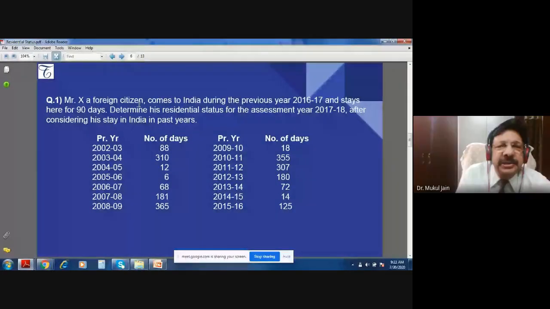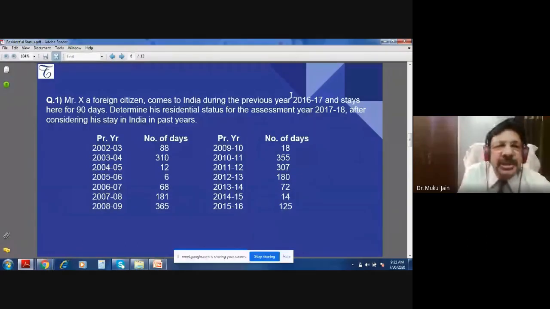Mr. X is a foreign citizen. He comes to India during the previous year 16-17 and stays here for 90 days. Determine his residential status for the assessment year 17-18. See, any assessment year could be given in an exam. For example, many times the income tax department also does the assessment of the previous year. So assessment year is say 17-18, so the immediately previous year is 16-17.